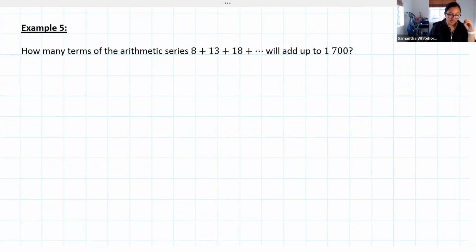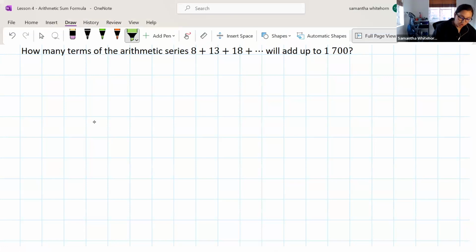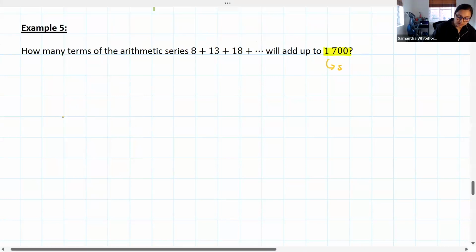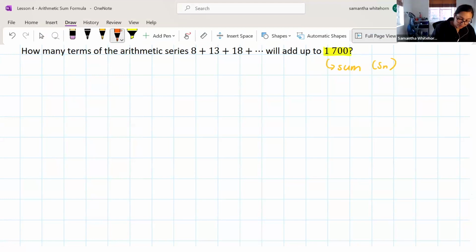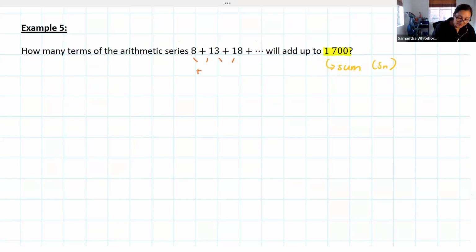So the question is asking me how many terms of the arithmetic series 8 plus 13 plus 18 plus etc. will add up to 1,700. So what's really important here, guys, is that we have been given the sum. So this is a sum value. We have been given S of n. Now, because of that, we just need to be mindful when we start to substitute into our formula. First thing we always do, though, before we start doing things unnecessarily, is we work out what our constant difference is. In this case, we are adding 5 each time.